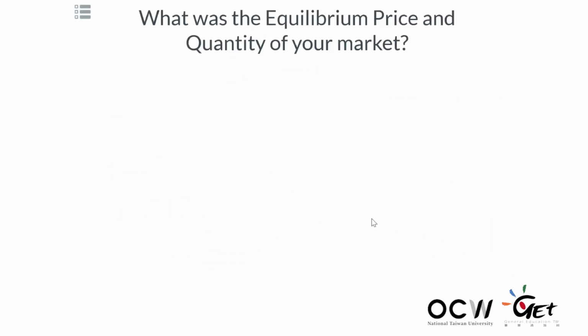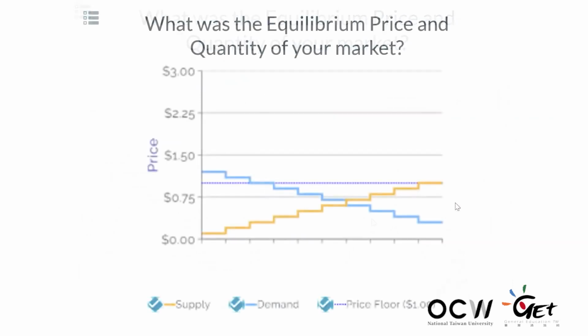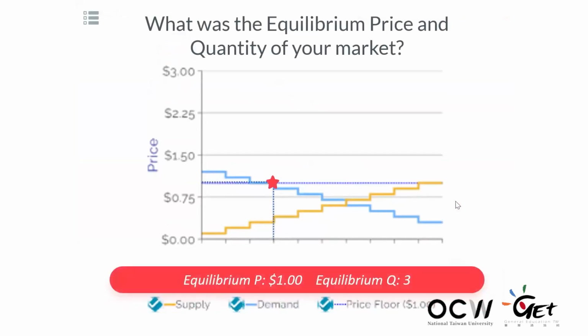So what happened with the price floor of 100? The key thing here is that now the equilibrium price is not available. So you're hit by this price floor, and so you have way more supply than demand. So you have a surplus, or excess supply. And actually quite a lot of groups got the equilibrium quantity of 3, because that's where it's stuck.